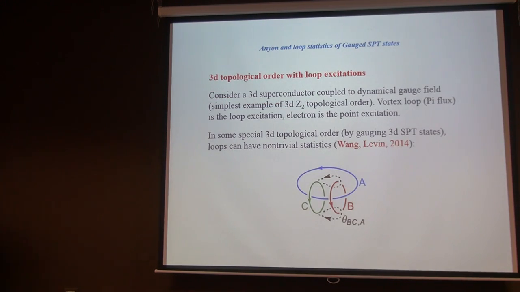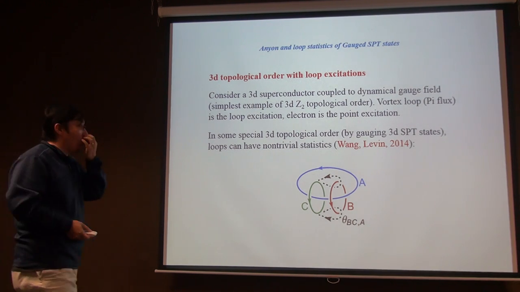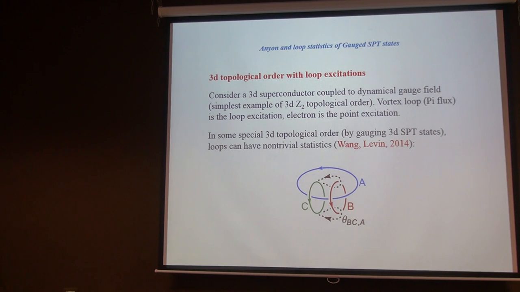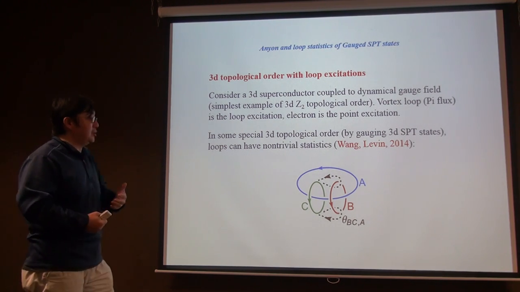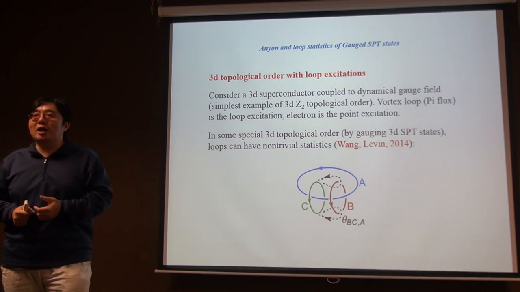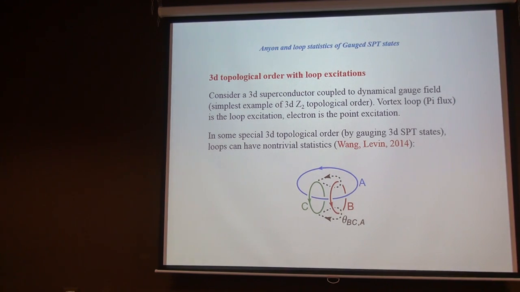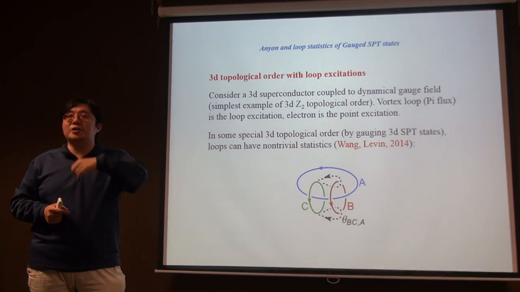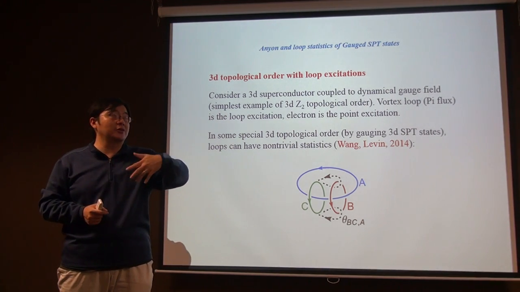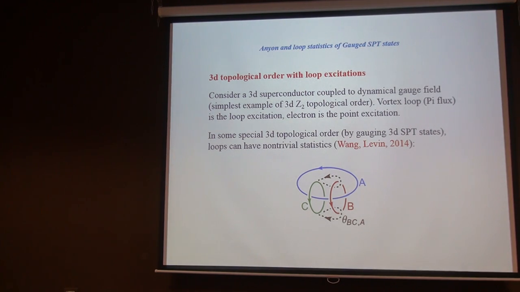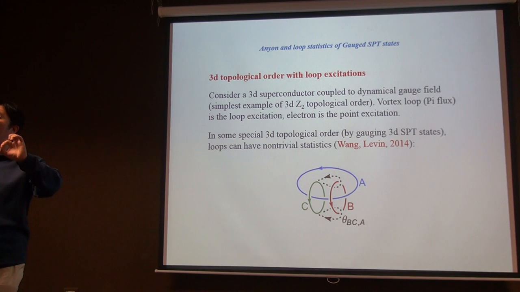Now let's move on to 3 dimensions. In 3 dimensions, what kind of statistics can we have? First of all, we know we have boson and fermion statistics. That's the ordinary one. So what about topological excitations? In 3 dimensions, some topological orders have loop excitations, and also point particle excitations.